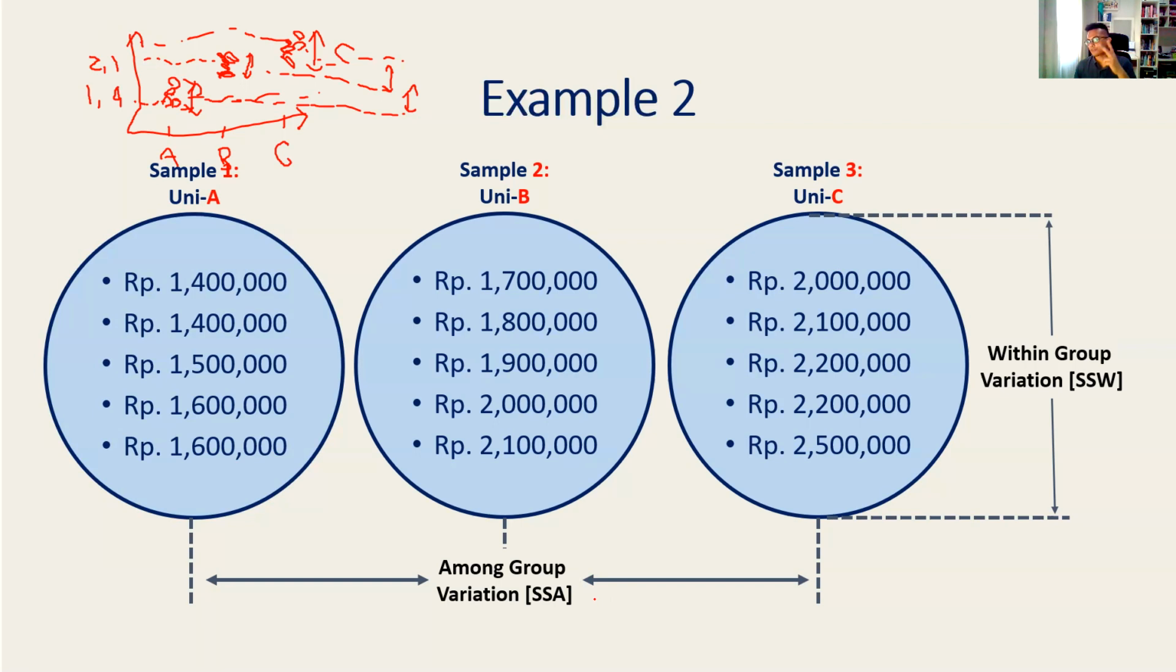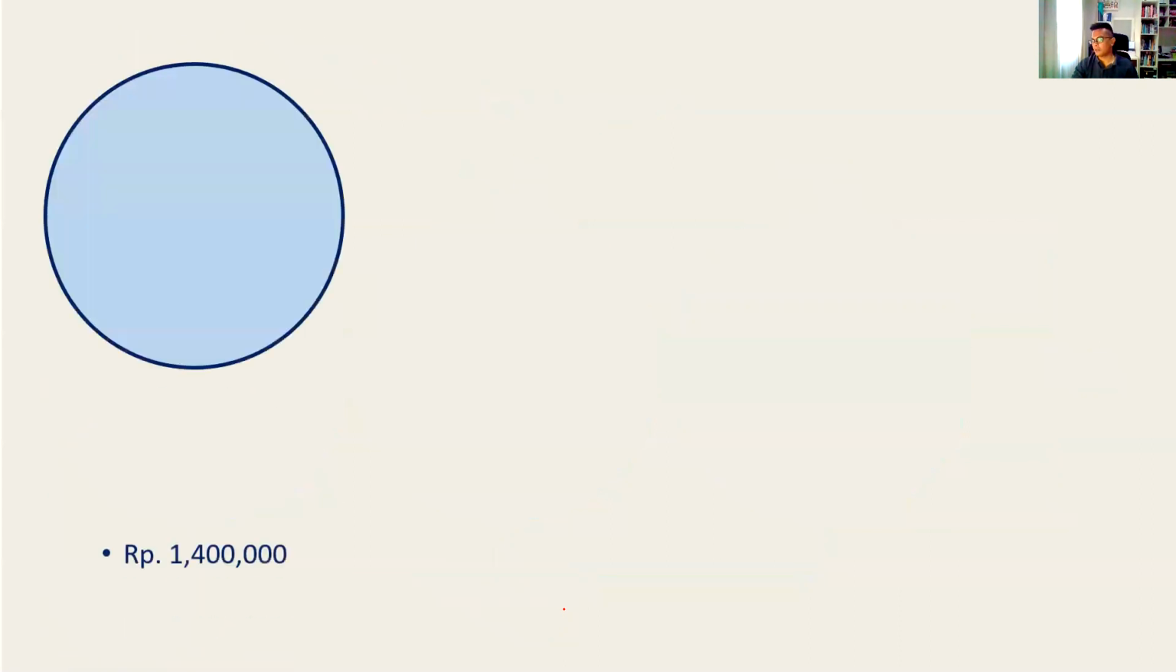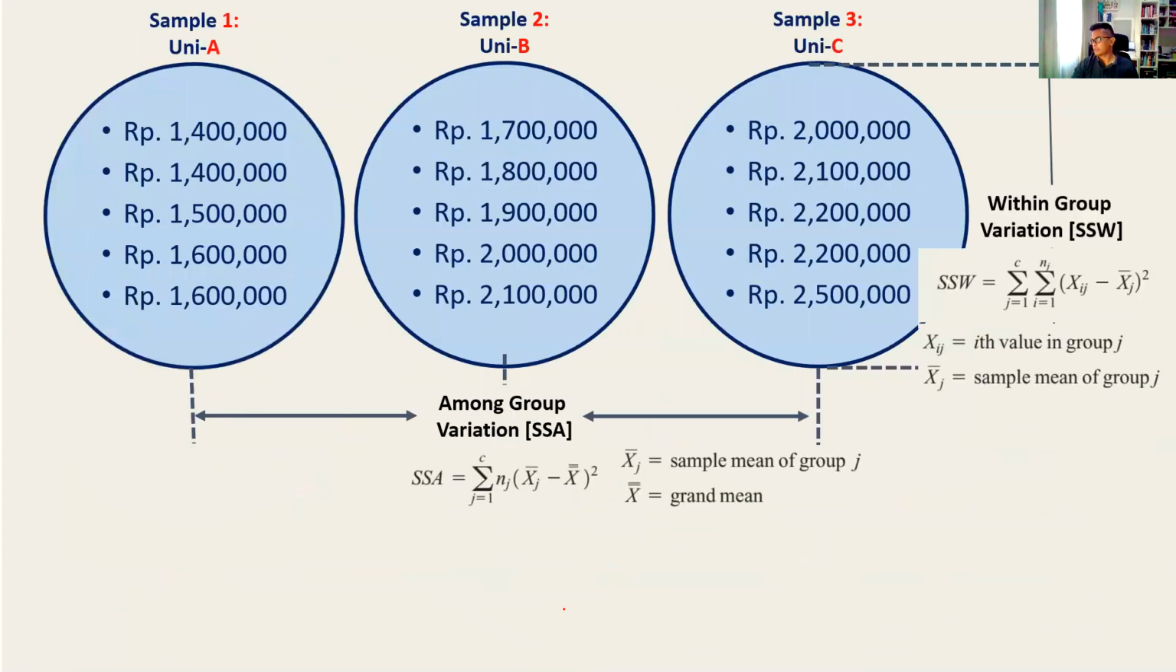between two different variations. First is the among group variation: how different is the value among one sample and another. And then the within group variation: how much is the difference between a value in a group and the mean value within that group. So it is the variation within the group itself, within one group.